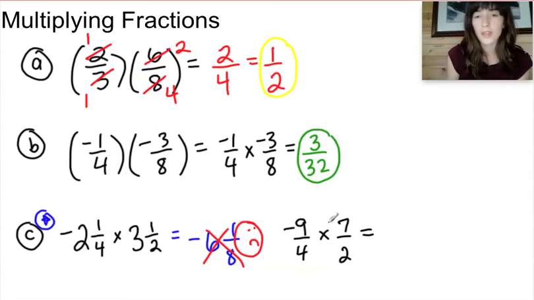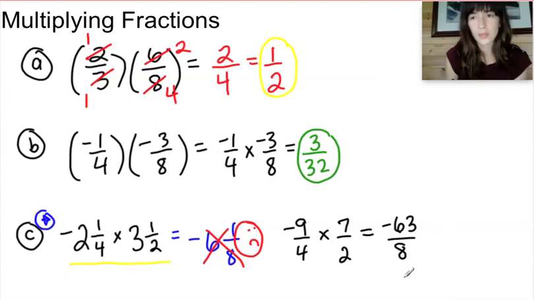So -7 times -9 times a +7, -63. 4 times 2, 8. Now, because this problem was given to us with these already as mixed numbers, let's go ahead and write our answer as a mixed number. It's just kind of like the polite thing to do.